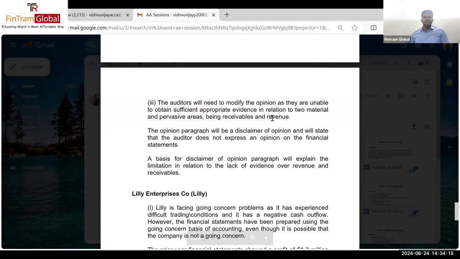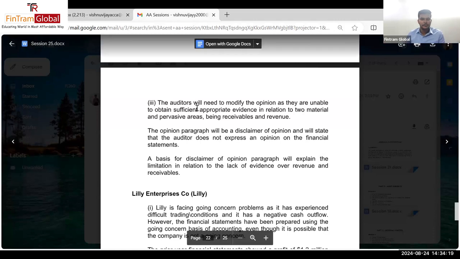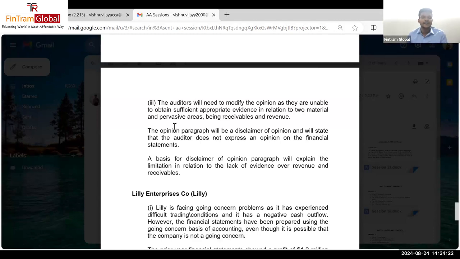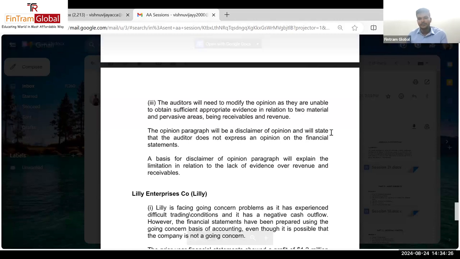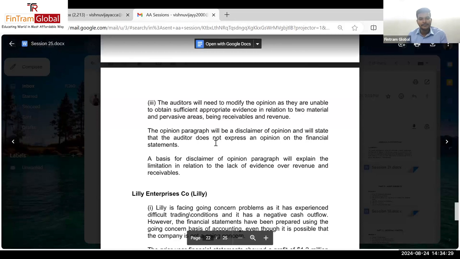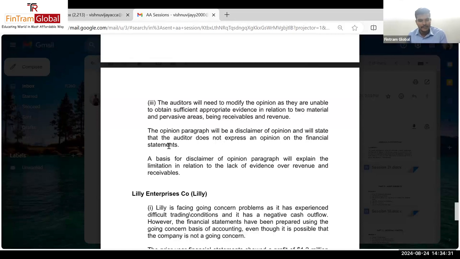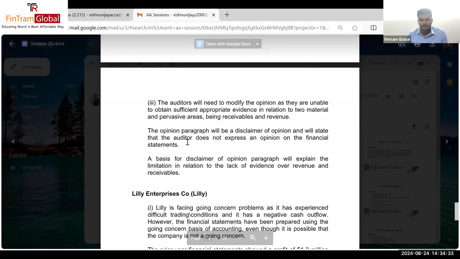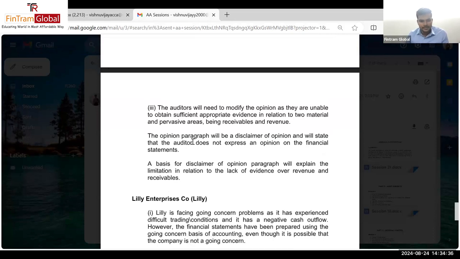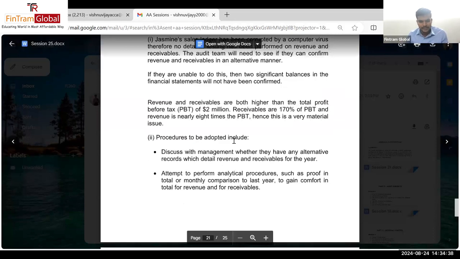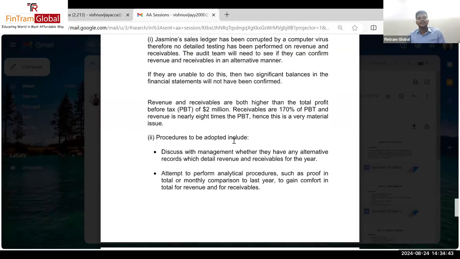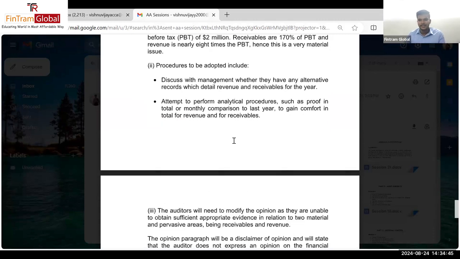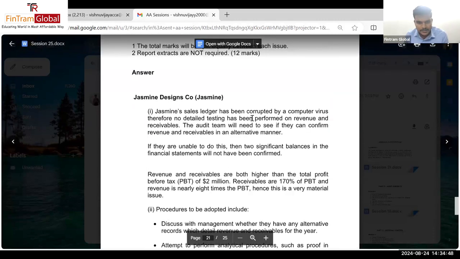So the auditors will need to modify the opinion as they are unable to obtain sufficient appropriate audit evidence in relation to the two material and pervasive areas. The opinion paragraph will be a disclaimer opinion and will state that the auditor does not express an opinion on the financial statements. It's a disclaimer because we don't have any alternative. Basically, the reason why it's a disclaimer here is because of this sentence.